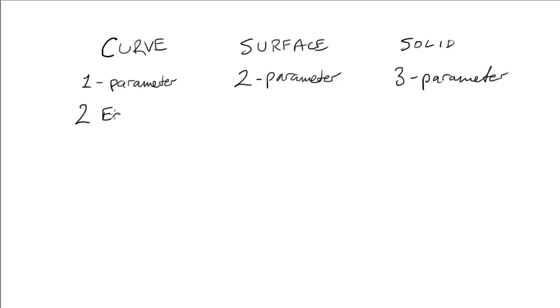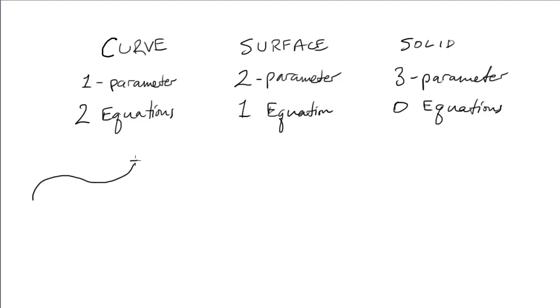Two equations give you a curve. One equation is a surface. No equation is a solid. This is a curve, and you can mark off values of t for each point. So you're taking the t number line to the curve, and there's a function that's going to do that.